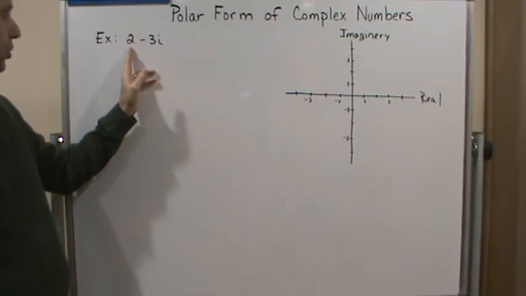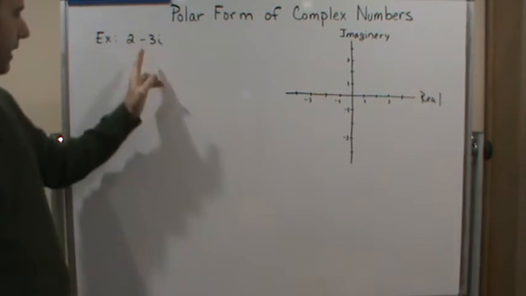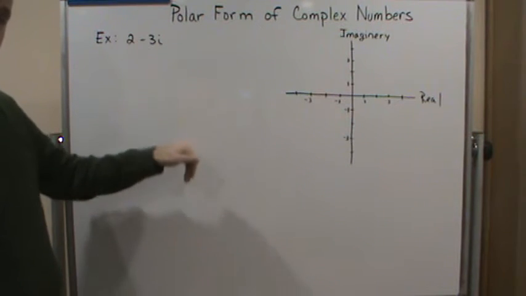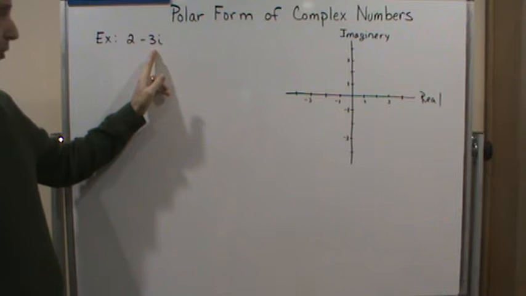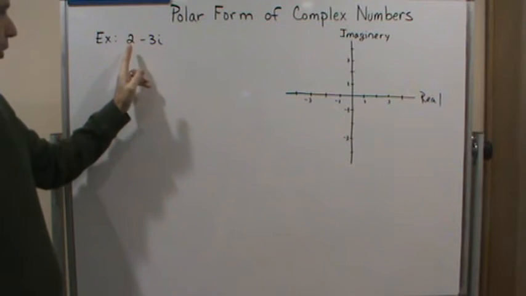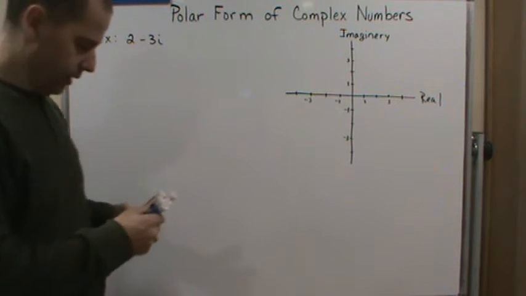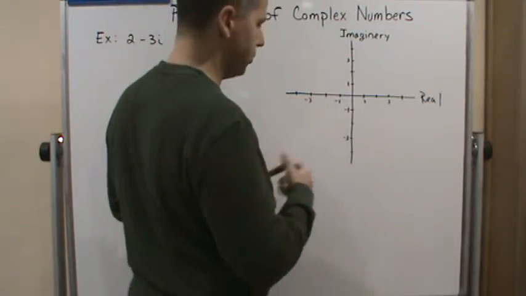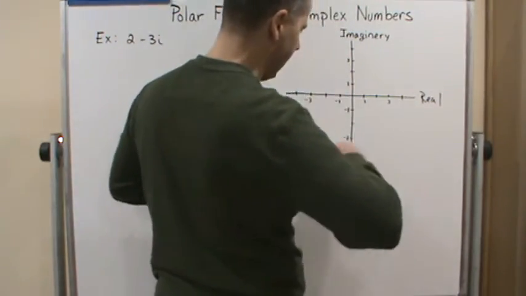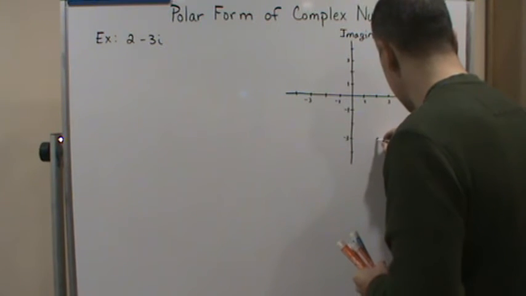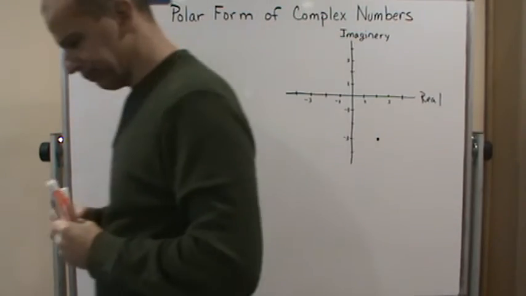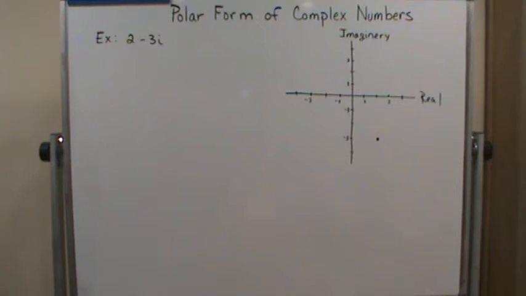So we would go 2 to the right, and then -3, which means we're going to go down in the imaginary direction, or i. So it would be 2 and then -3. We would plot this by going 2 to the right and 3 down. And so our point would be there, and that would represent the complex number 2 minus 3i.